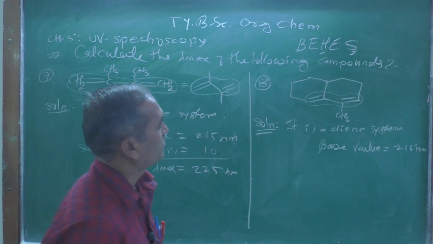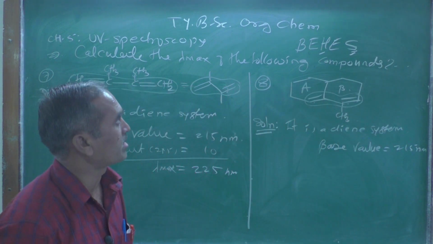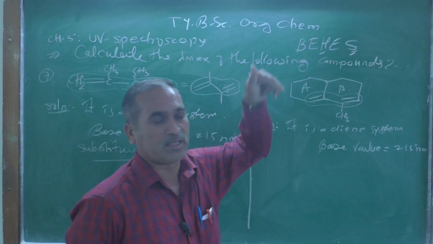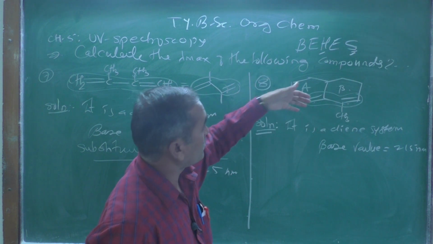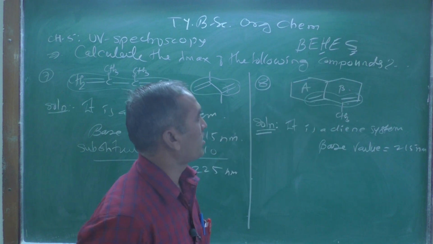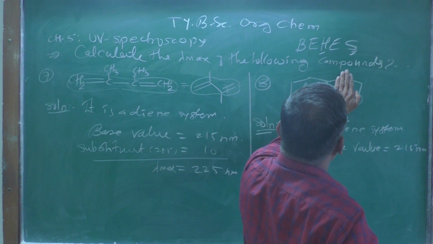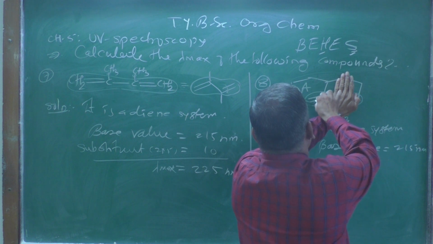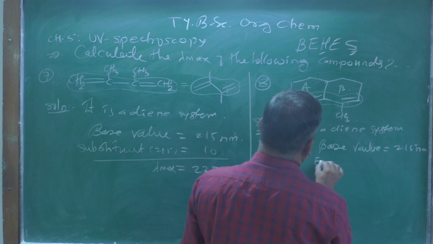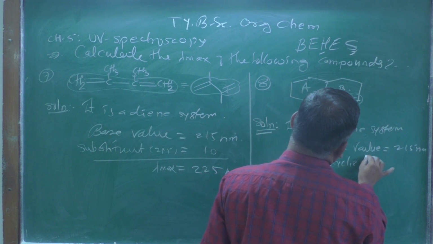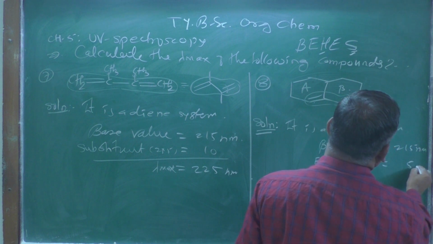Now find out, again label it: this is the A ring, this will be the B ring, right? Once again, E stands for exocyclic double bond. Does this compound contain an exocyclic double bond? If you put your hand on ring A, there is no exocyclic double bond, but on ring B you can clearly observe one double bond outside the ring, and therefore there is one exocyclic double bond. You add only one, therefore 5 nanometer.